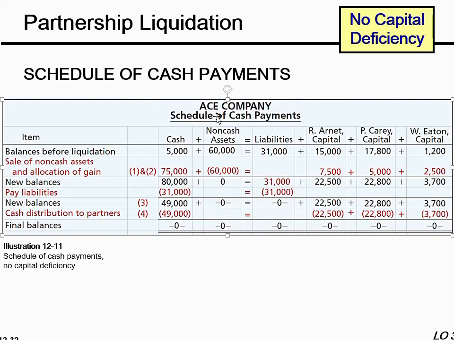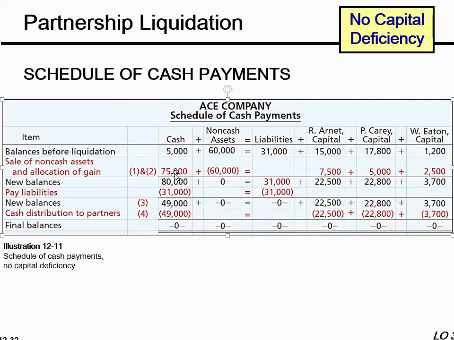Because one journal entry is there to remove them. All the liabilities will be mentioned together, not separately. And then the capital balances will be separate. So cash will be separate, capital balances will be separate, but non-cash assets and liabilities will be together. Starting with the opening balances from the opening balance sheet, which I showed you many times. And then the first journal entry brought 75,000 cash. Second journal entry has to do with the sale of non-cash assets and allocation of gain.